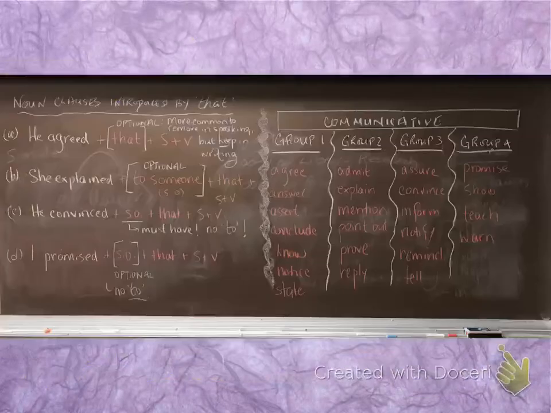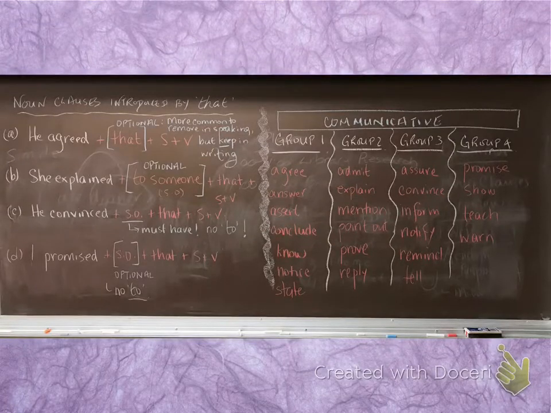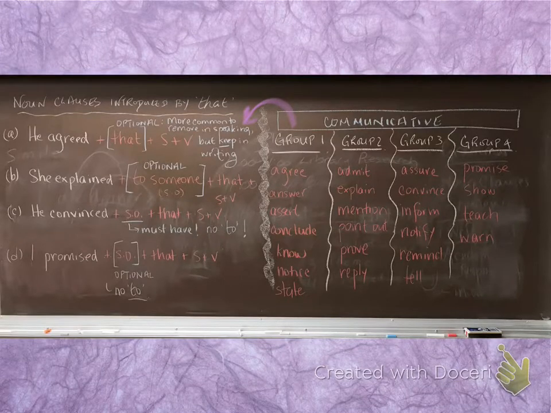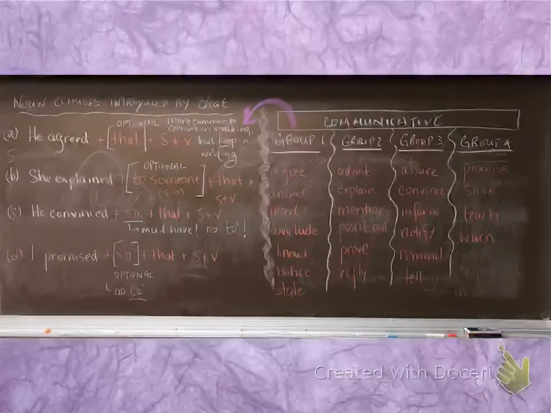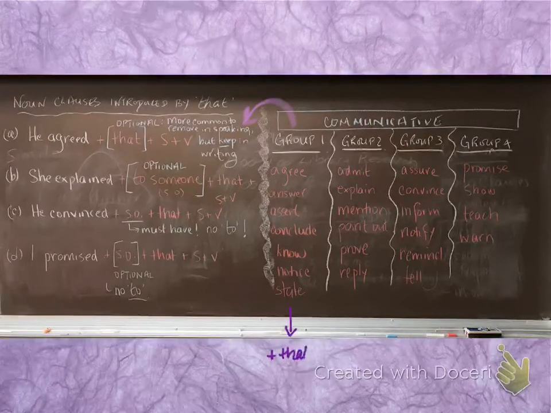And so let's come back to this chart. Okay? And here it is that we had a look at some other words in each of these groups. Okay? So group 1: agree, answer, and assert. This is what we looked at in terms of formula. He agreed, plus that, plus subject, plus verb. Okay? And that is optional. So for these ones, we can have plus that, plus subject, plus verb, but that is optional.